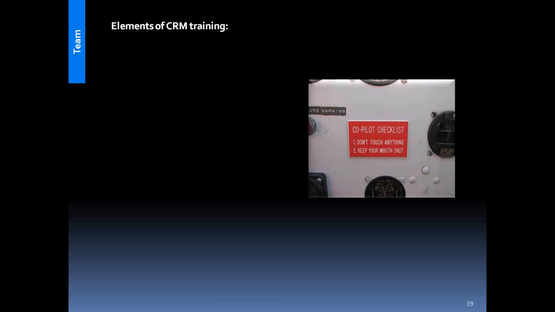Here are some elements of CRM training. And no, this isn't good CRM here. "Co-pilot checklist. Don't touch anything. Keep your mouth shut." That was, again, back before CRM training. That's how a lot of cockpits were run.